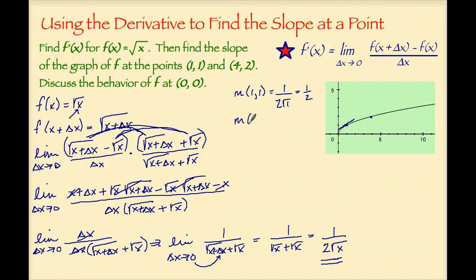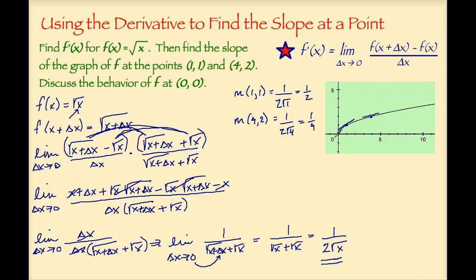What is the slope at (4, 2)? We would have 1 over 2 times the square root of 4. That is 1 over 2 times 2, which is 1/4. So at the point (4, 2), the slope of the tangent line there is 1/4. As you know, this function will find the slope of the tangent line at any point on this curve.